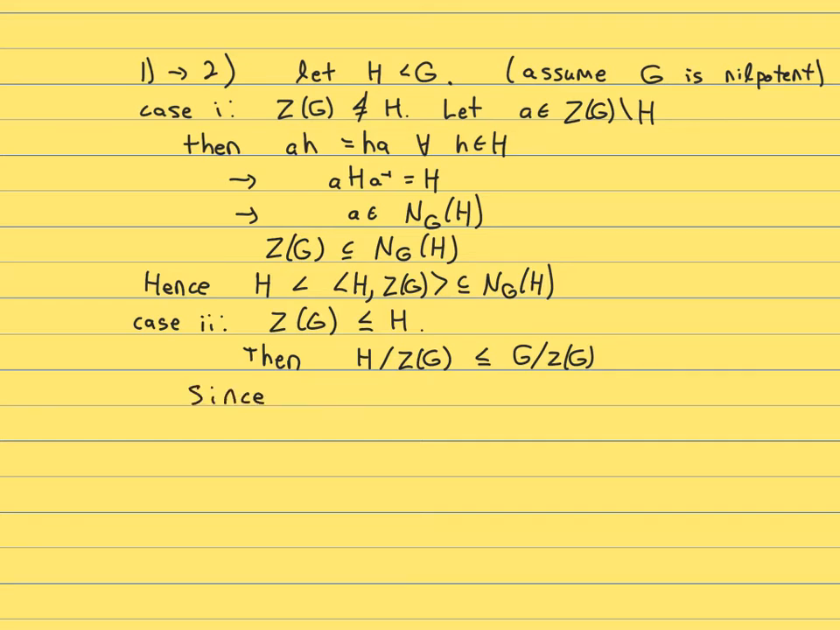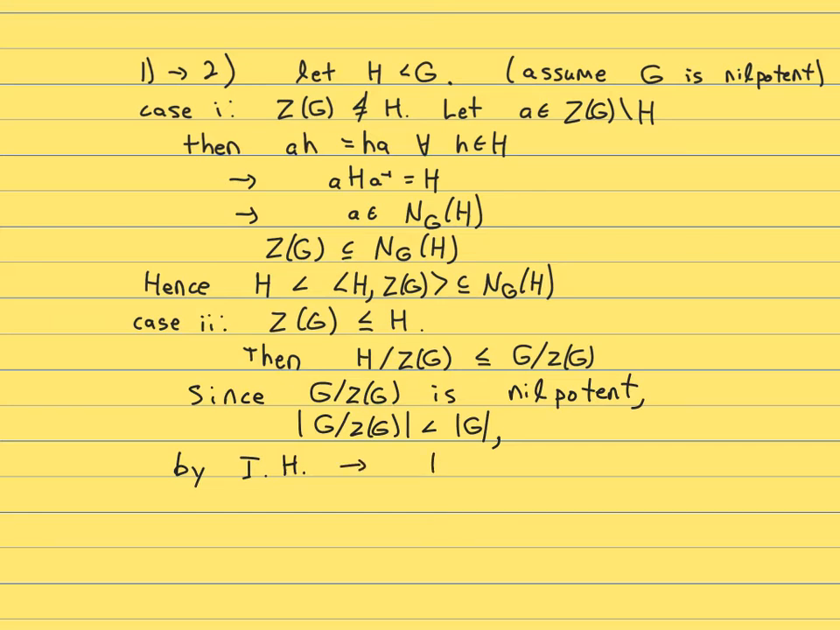So it turns out if I had actually set this up as an induction proof, as long as I assume that the size is smaller, then I could apply induction right here to get that H mod the center is contained in this normalizer here, the normalizer in the quotient, as a proper subgroup.